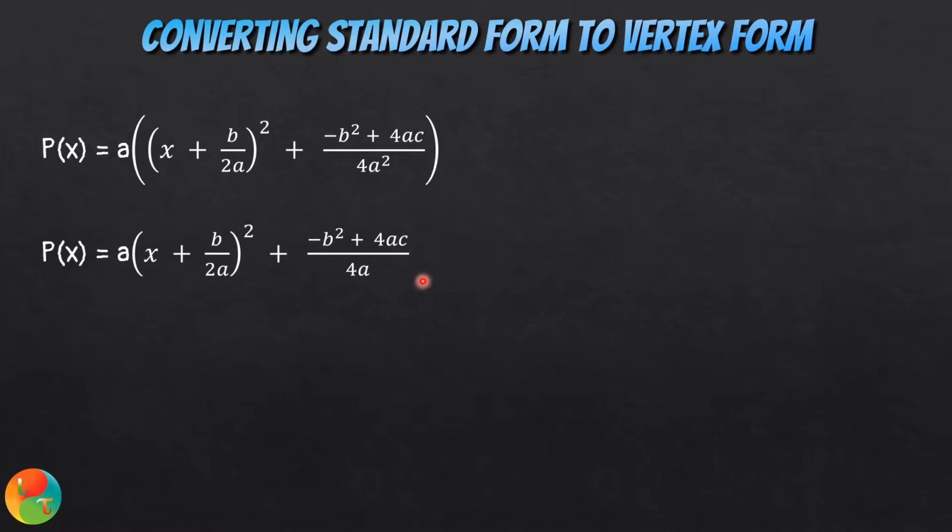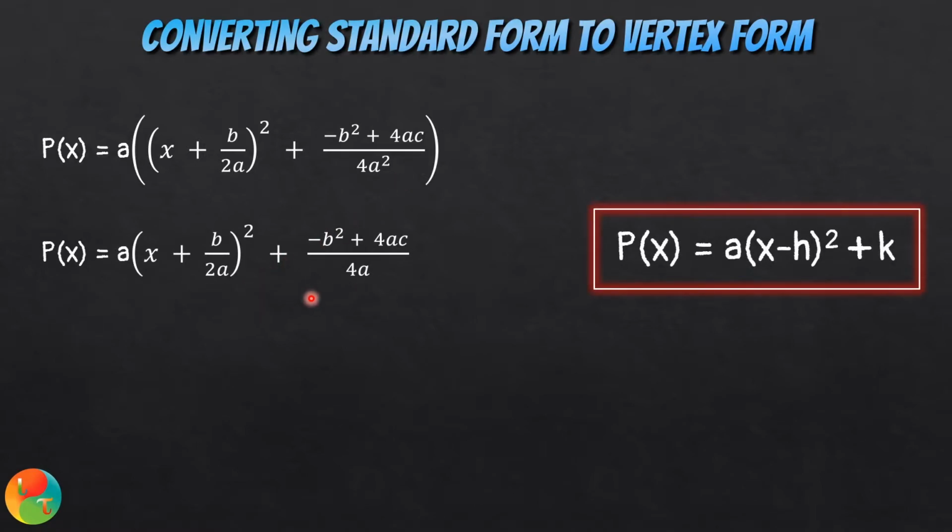So we'll get something like this. And if you compare this with this, you'll see that now we have expressed p of x in its vertex form, where h is equal to minus b upon 2a. Compare this with this, and k is equal to minus b square plus 4ac upon 4a.